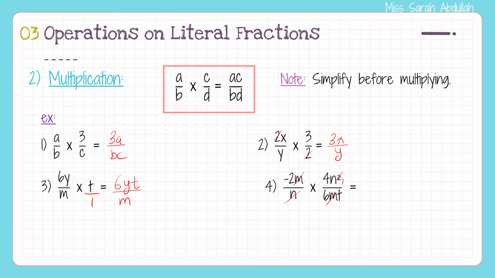Now, how about the numbers? It is minus 2 times, and I have 4 and over 6, so I can simplify the 2 and the 6. So I have 1 instead of 2, and minus 1, of course, and 3. So now the expression is minus 1 times 4n, which is minus 4n, over 1 times 3t, which is 3t.